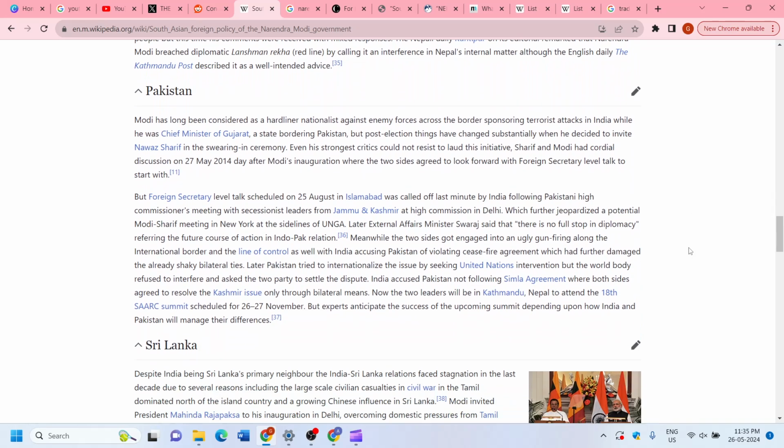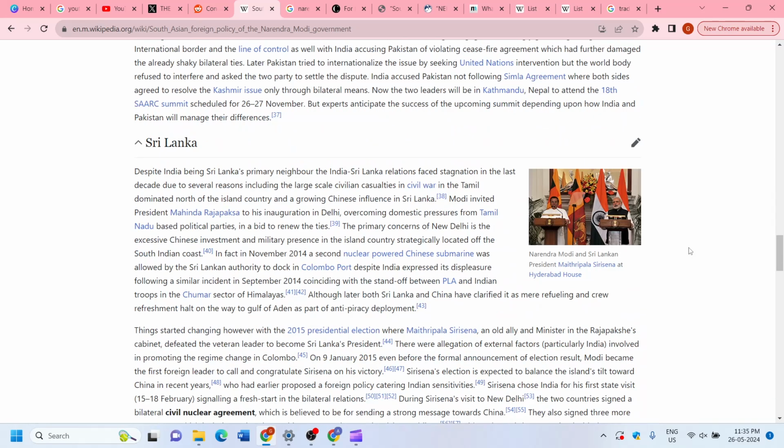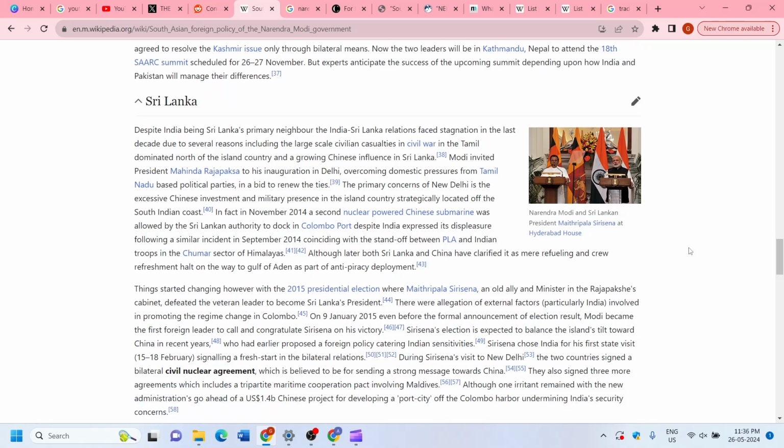I won't talk about Pakistan because that's a separate issue. With Sri Lanka, India had okay relations with Narendra Modi when Mahinda Rajapaksa was in power. When he was in power, a nuclear powered Chinese submarine was allowed by the Sri Lankan authority to dock in Colombo port despite India expressing its displeasure.